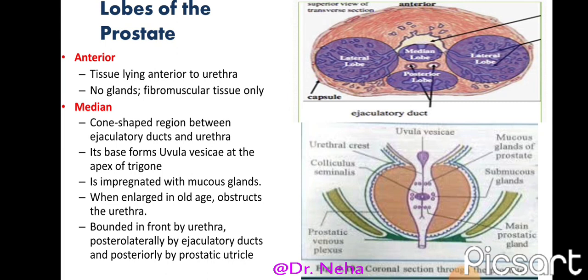Then the median lobe. It is a cone-shaped region between the ejaculatory ducts behind and the urethra on the anterior side. Its base forms the uvula vesicae at the apex of the trigone. In the image below, we can see the uvula vesicae, which is at the apex of the trigone. It is formed by the median lobe of the prostate. It is impregnated with mucous glands. When enlarged in old age, it obstructs the urethra. It is bounded in front by the urethra, posterolaterally by the ejaculatory ducts, and posteriorly by the prostatic utricle.